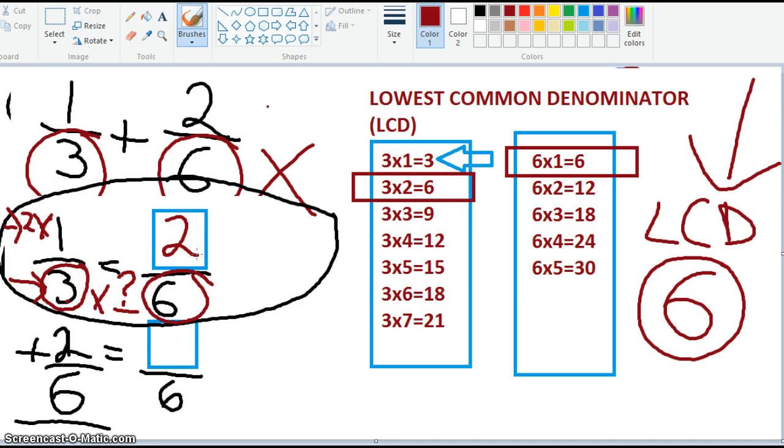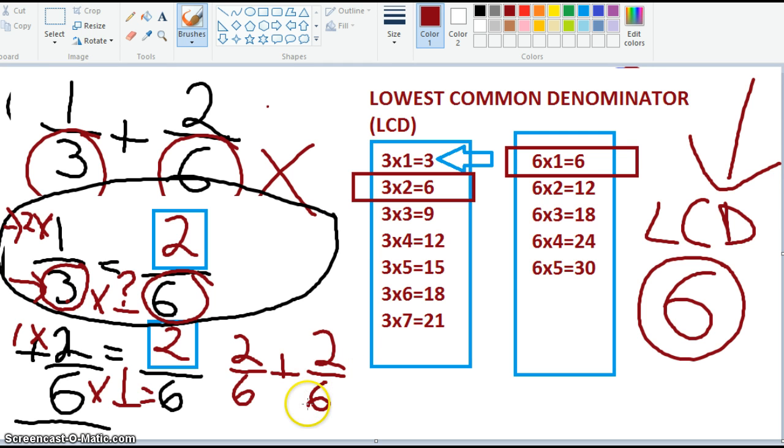Okay, I'm going to apply the same principle. 6 times what number is going to give me 6? Well, that's going to be 6 times 1. So I'm going to multiply 1 times the number in my numerator, which is 1 times 2, which becomes 2. So now I've changed this problem so that it becomes 2/6 plus 2/6. And I can simply bring over the 6 and rewrite this as 2 plus 2, which gives me 4 over 6, which would be correct.